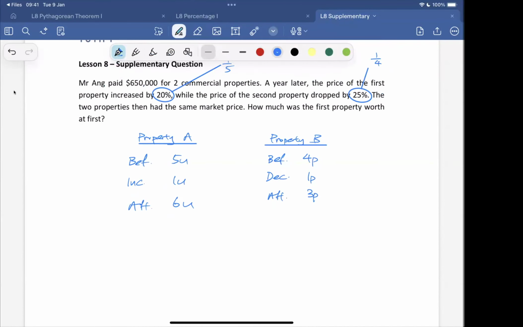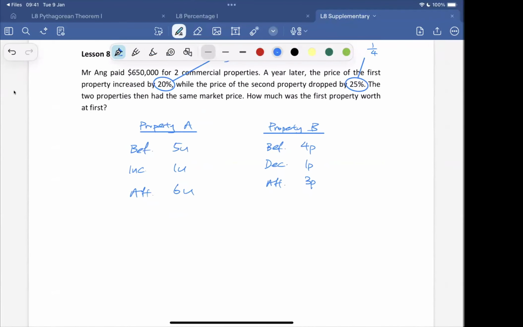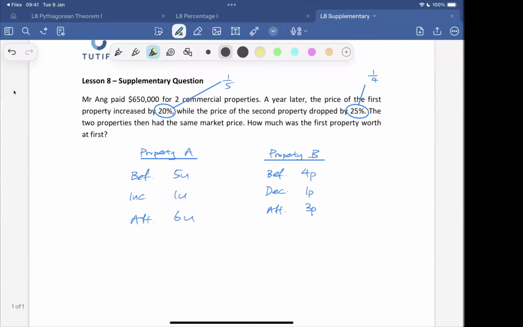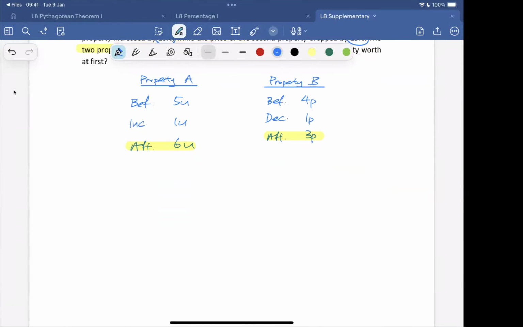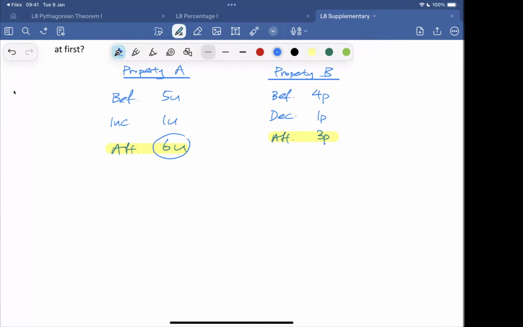Now we know that in the end, both of them have the same price, right? So in the end, can you see 6 units and 3 parts? Are they the same price? Is this the same? The question says they have the same price in the end, right? So is this the same, yes or no?